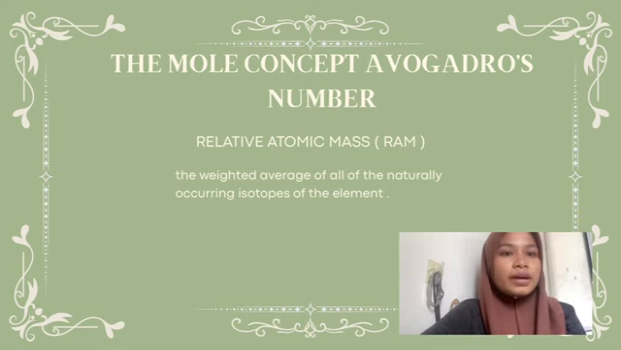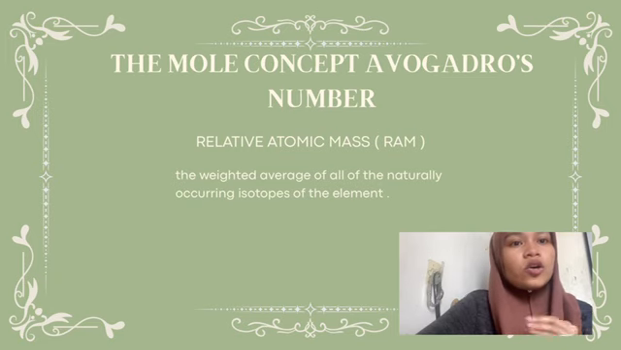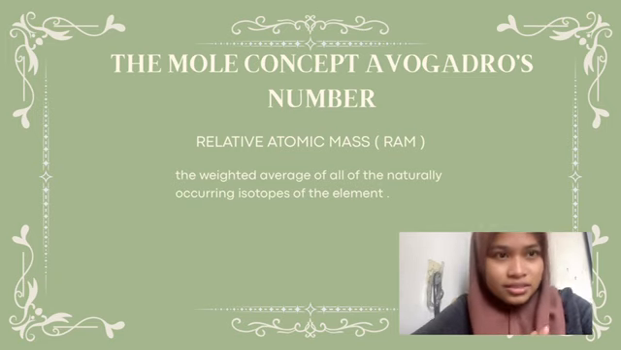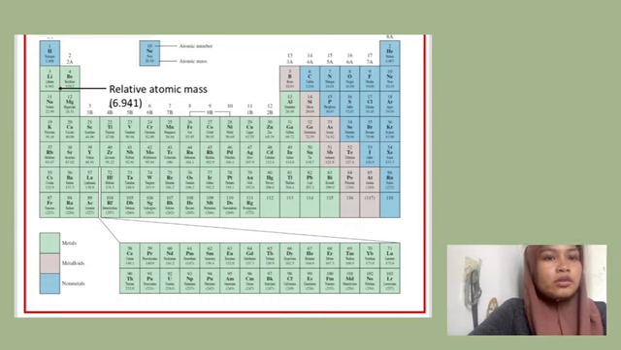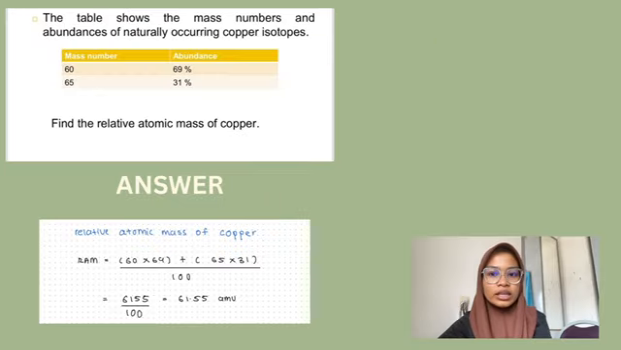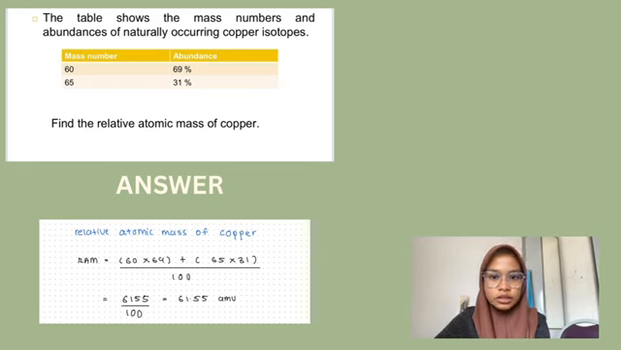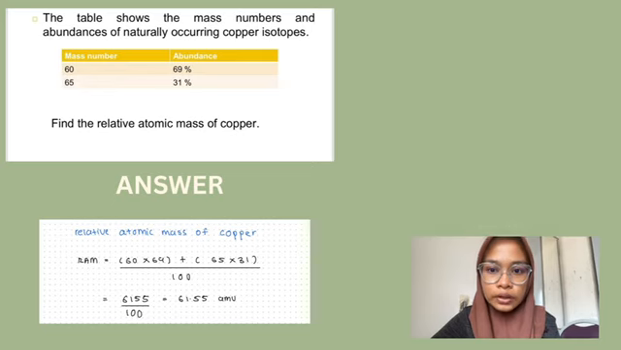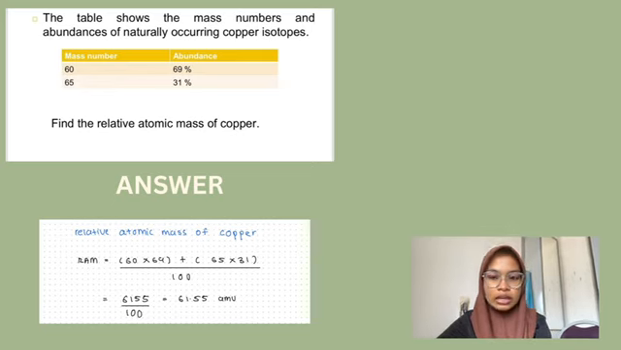So relative atomic mass, or RAM, is the weighted average of all the naturally occurring isotopes of the element. So this is the periodic table of the elements. We can see the difference between relative atomic mass and atomic number. Okay, next we continue with the other slides. The table shows the mass numbers and abundance of naturally occurring copper isotopes. For the mass number, we have 60 and 65, and the abundance is 69% and 31%.